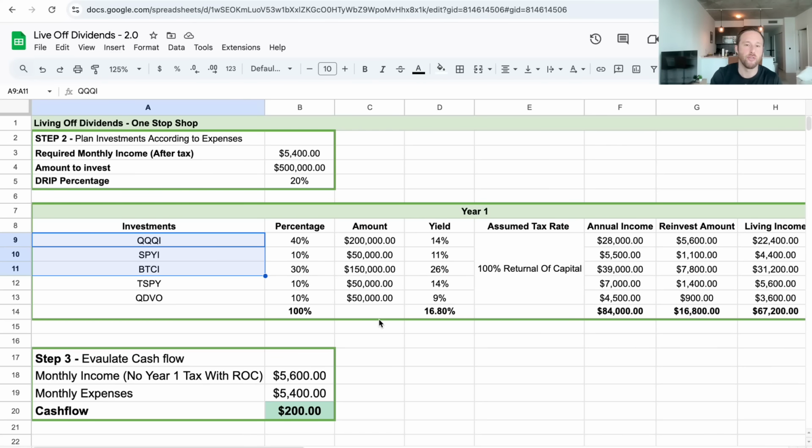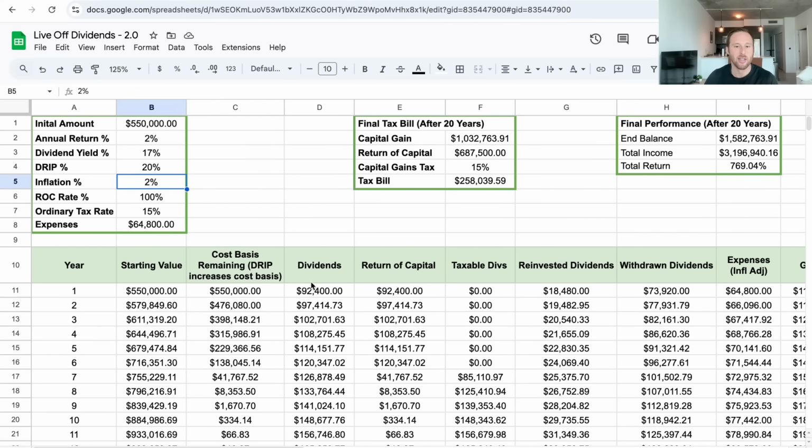But this is year one, and we want to future-proof ourselves for the future, guys, right? Accounting for taxes and accounting for inflation, we want to future-proof ourselves. So I'm super excited to present to you guys step 3 of this portfolio. Step 3 is going to be looking at future-proofing ourselves, understanding how return of capital will work for us, and looking at what our final tax bill will be if we were to sell this in 20 years, and our final total performance with this type of structure.